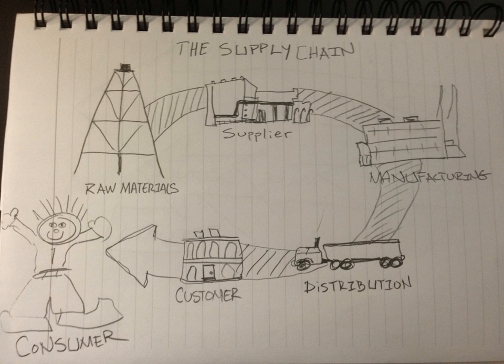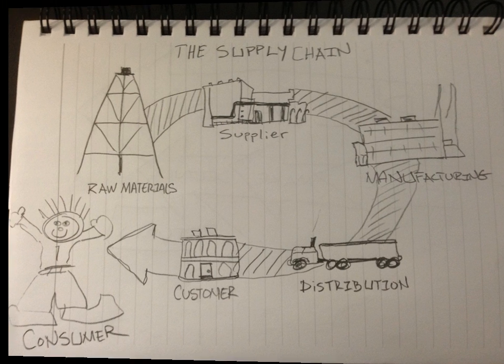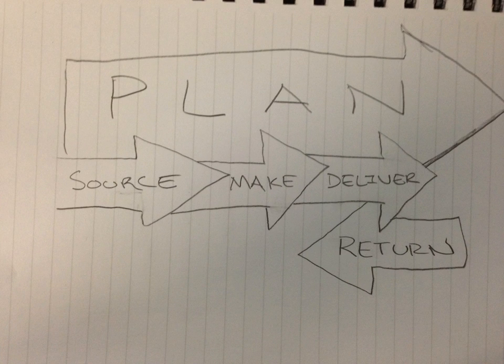SCOR focuses on the supply chain, the left side of the value chain, that comprises raw materials all the way through moving the product to the actual consumer. It's based on 5 distinct management processes: planning, sourcing, making, delivering, and returning of the product.